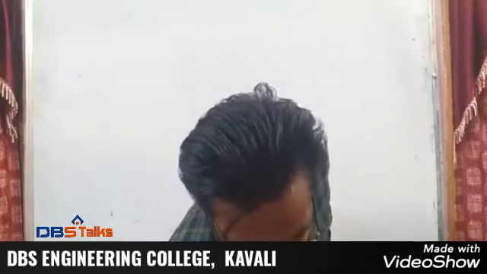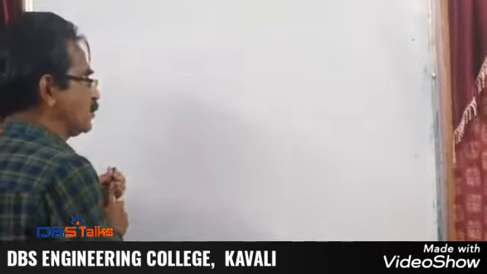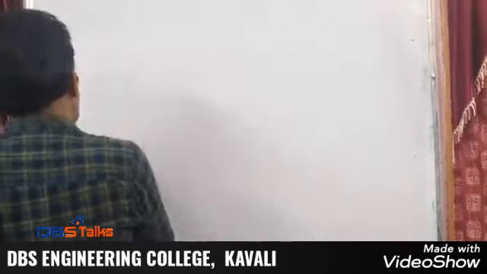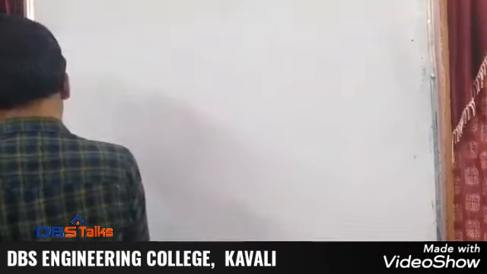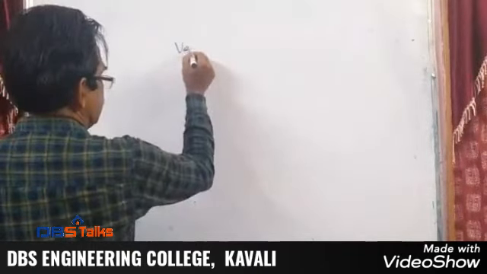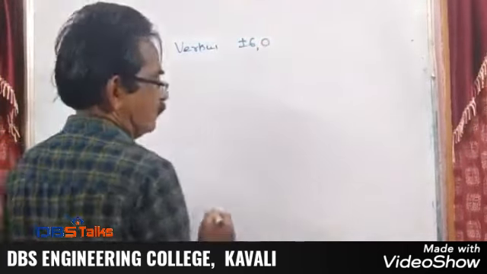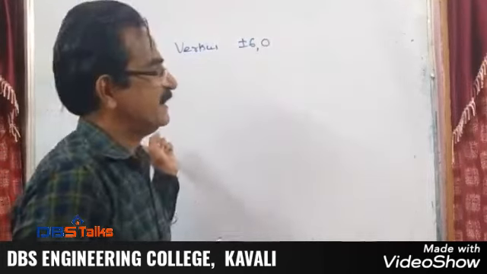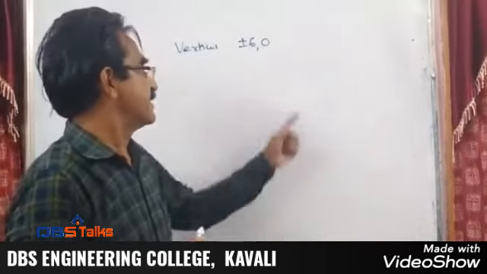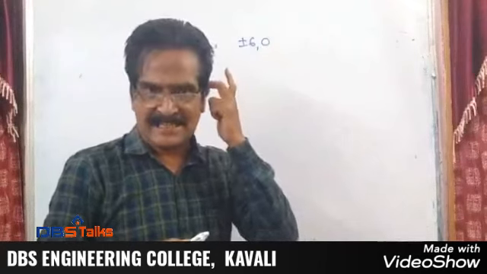Okay, friends, our next problem is: what is the standard form of the hyperbola that has vertices plus or minus 6, 0? Plus or minus 6, 0 means the transverse axis is along the x-axis, and the origin is the center.